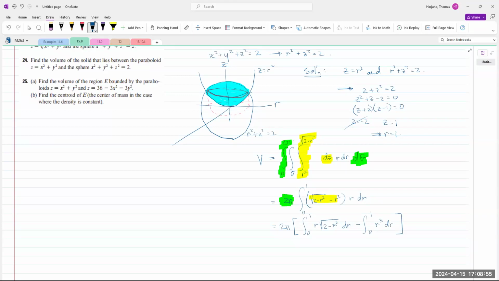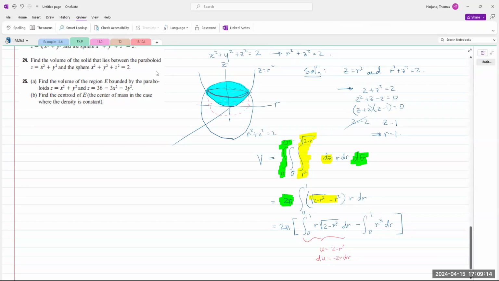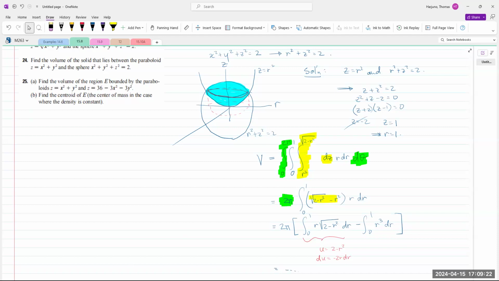I think I will just let you do this. For the first integral, you use substitution, right? u equals 2 minus r squared, du equals negative 2r dr. While this one here you just integrate as usual. Notice that the important part is to set it up correctly. Let's see if there are more questions we can do. You know what? Let's do number 30.